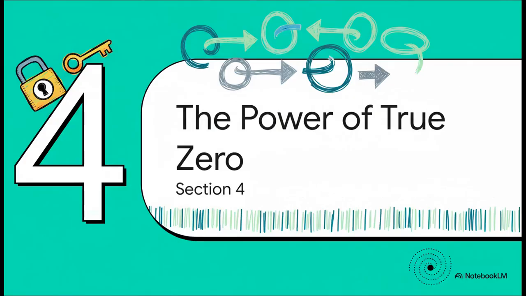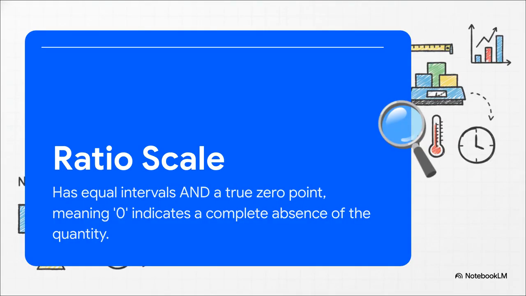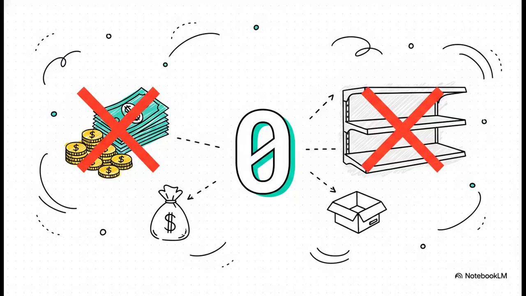So far we've got categories, we have order, and we have equal intervals. There's just one final, absolutely crucial piece missing to unlock the full power of what our numbers can do. And here we are at the top of the ladder, the ratio scale. This scale has everything the interval scale has, order and equal intervals, plus it has the superpower of a true zero. In this scale, a 0 means a complete and total absence of whatever it is you're measuring. It means nothing. This is the absolute game changer, the number 0.